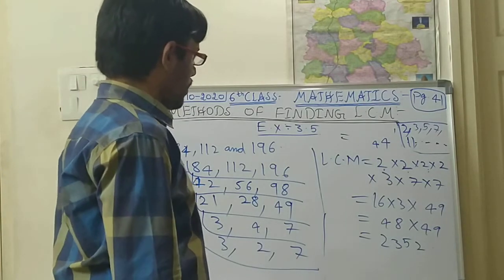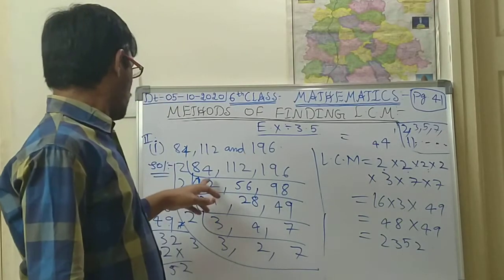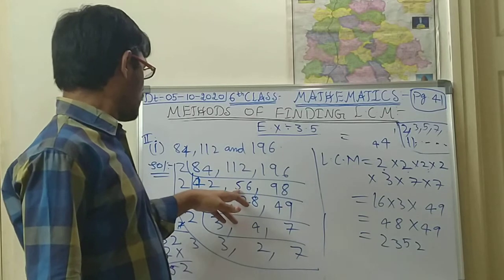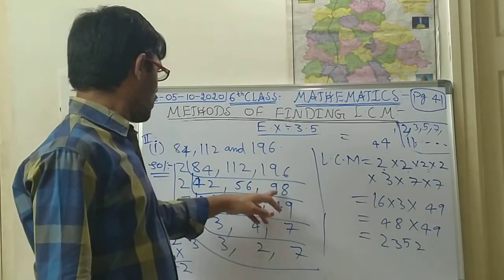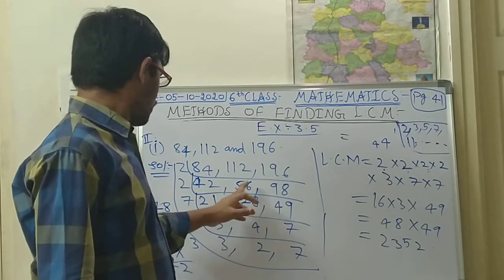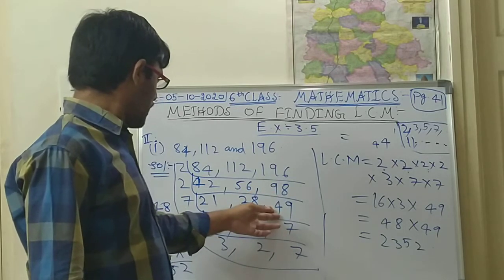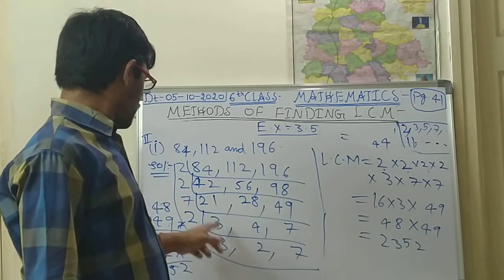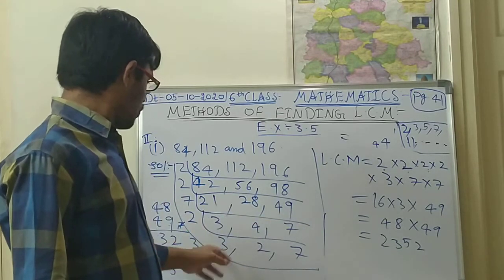Should we take any common number? 84. 2 4s are 8. 2 2s are 4. 2 5s are 10. 2 6s are 12. 2 9s are 18. 2 8s are 16. 2 2s are 4. 2 1 is 2. 2 2s are 4. 2 8s are 16. 2 4s are 8. 2 9s are 18. 7 3s are 21, 7 4s are 28. 7 7s are 49.